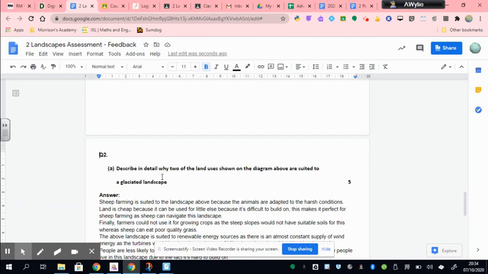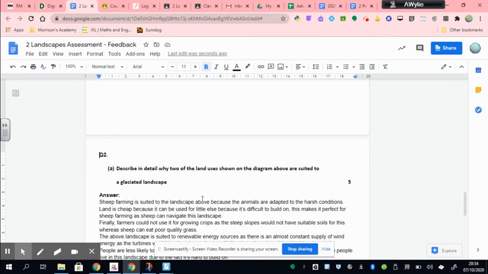But in this question, we were given a diagram and we were asked to say why 2 of the land uses in that diagram were suited to a glacial landscape. This question often appears as a map question where you have to give map evidence, and basically you would give these points, but to each point you would just link a grid reference from the map to support your point. So this kind of question can appear in a couple of formats in National 5 exams. So let's have a look at what they wrote.